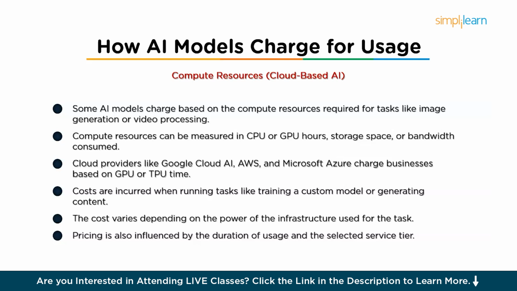So for example, Google Cloud AI, AWS, or Microsoft Azure charge businesses based on how much GPU or TPU time is consumed when running tasks, like training a custom model or generating content. So costs vary depending on factors such as the power of the infrastructure used, how long it runs, and the specific service tier chosen. So let's see how much it costs to generate content with AI.